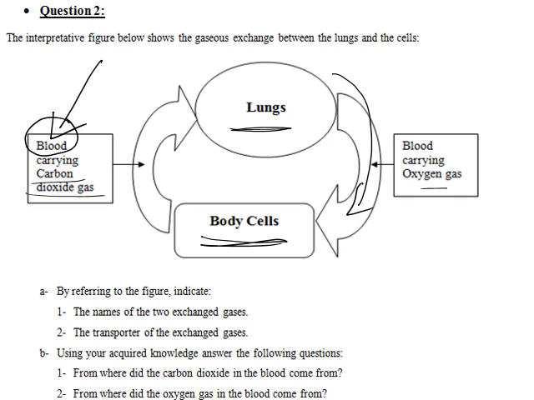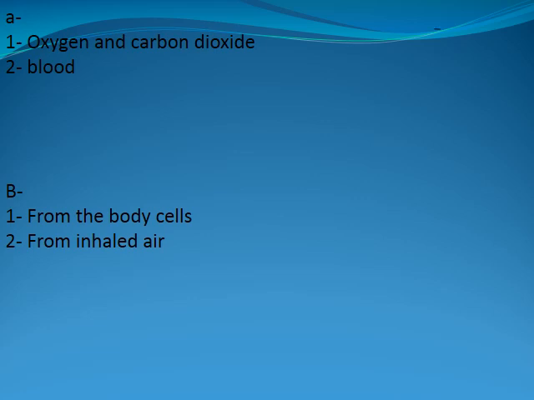Moving to B. Using your acquired knowledge, answer the following questions. From where did the carbon dioxide in the blood come from? And from where did the oxygen gas in blood come from? So first, oxygen and carbon dioxide, these are the respiratory gases. Blood is the transporter of gases. Carbon dioxide comes from the body cells, and oxygen comes from the inhaled air, which contains oxygen.